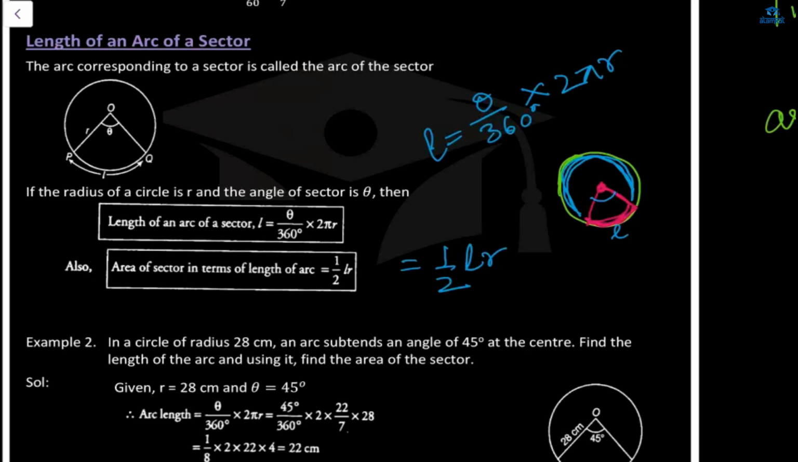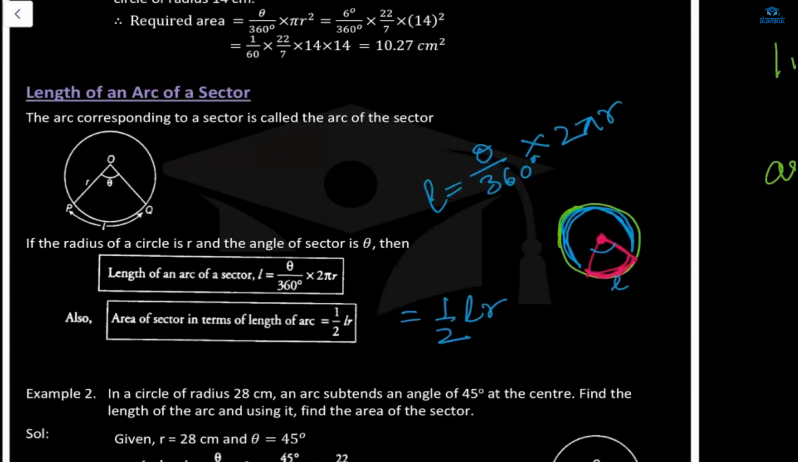If the length of the arc is already given in the question, then it is okay. Else you will follow this formula: theta upon 360 into 2 pi r. If the length is given, you will follow this directly. You can find the area with this formula, half LR, where L is the length of the arc.